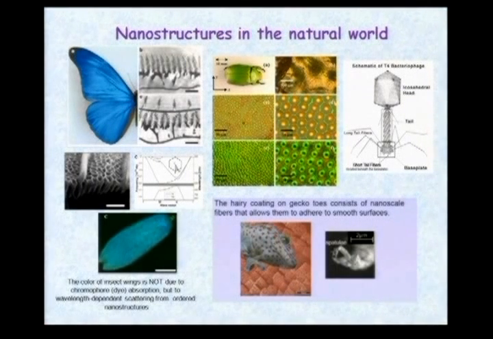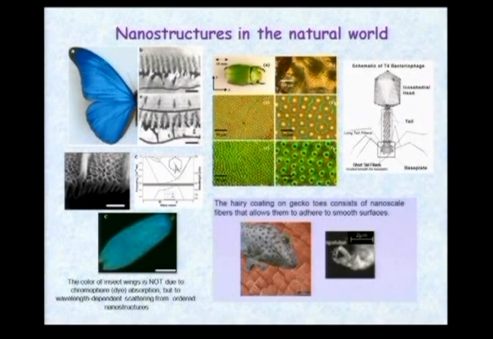Nanostructures are known in the natural world. Examples here: if you have a gecko, a little lizard, walking up the wall in your bedroom tonight, it is using nanotechnology, because on its feet it has nanostructures which allow it to grip on even glass. Bacteriophages, which are viral-like objects that invade bacteria, are little nanomachines. They're little nanorobots.